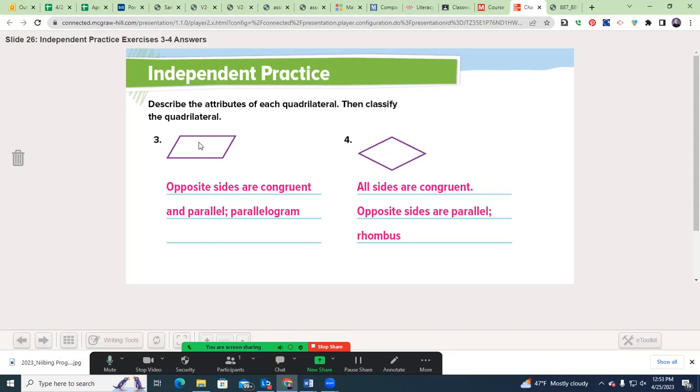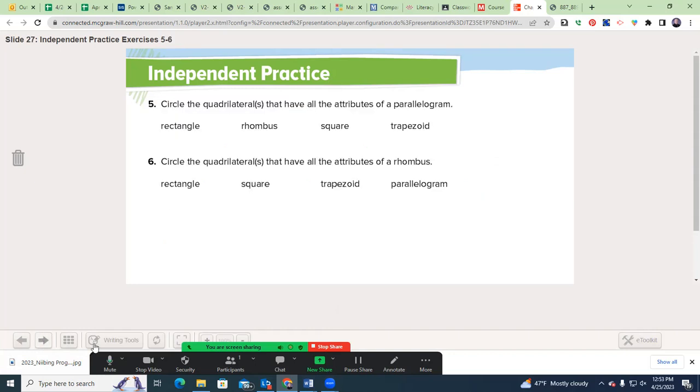Opposite sides are congruent and parallel, so this is a parallelogram. All sides are congruent, opposite sides are parallel, so that's a rhombus. Let's move on to numbers 5 and 6. Circle the quadrilaterals that have all the attributes of a parallelogram, and then a rhombus. You may pause the video now. Welcome back. Let's see how you did.